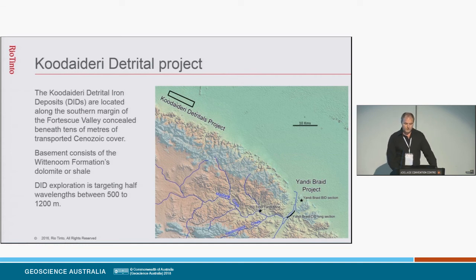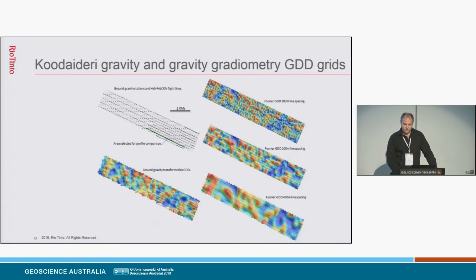Now we will move to the Kadaidri detrital project. As mentioned, the Kadaidri detrital iron deposits are located along the southern margin of the Fortescue Valley, concealed beneath tens of metres of transported Cenozoic cover. Basement consists of the Whitnoon Formation's dolomite and shale. Kadaidri detrital iron deposit exploration is targeting AGG half wavelengths between 500 to 1200 metres. There is also a talk from Mirror Geoscience during the ASEG conference if you wish to learn more about the Kadaidri detrital iron ore project. Terrain variations for this project are negligible.